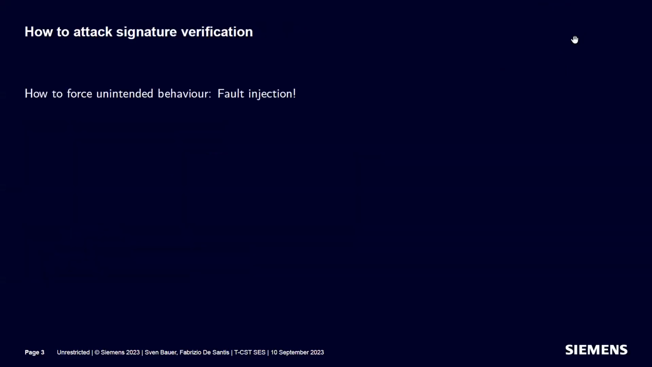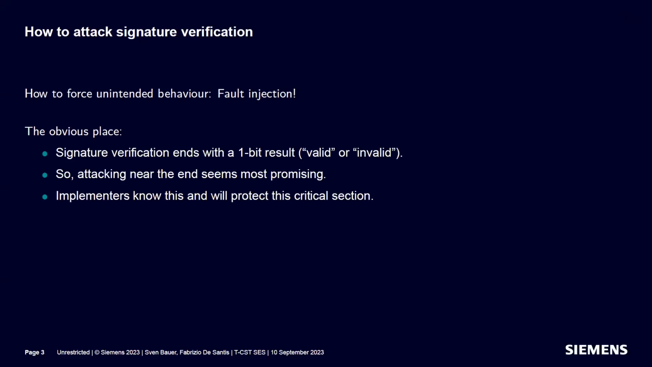So how do you do this? Obviously, if you believe in the security of your signature scheme, you can't just forge signatures. So you have to force the device to accept a signature which is presumably invalid if signature verification runs through properly. So you have to force unintended behavior, and that's, of course, a fault injection. There's an obvious place to do this. Any signature verification ends in a one-bit result. The signature is valid or it is not valid. You branch this way or you branch the other way.